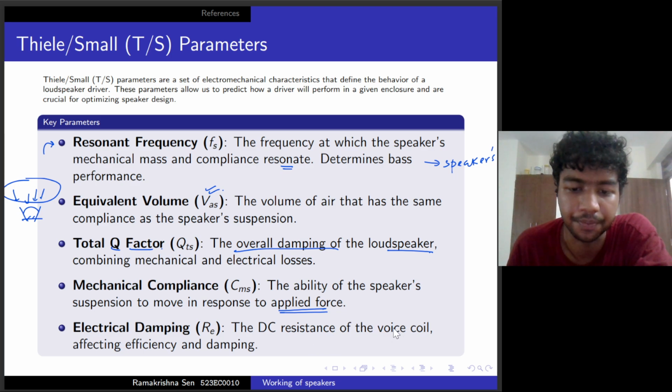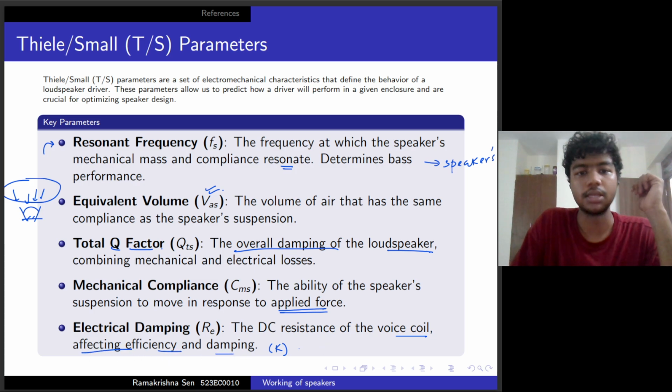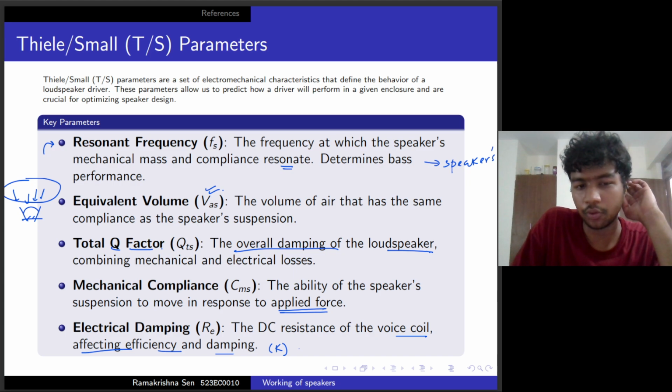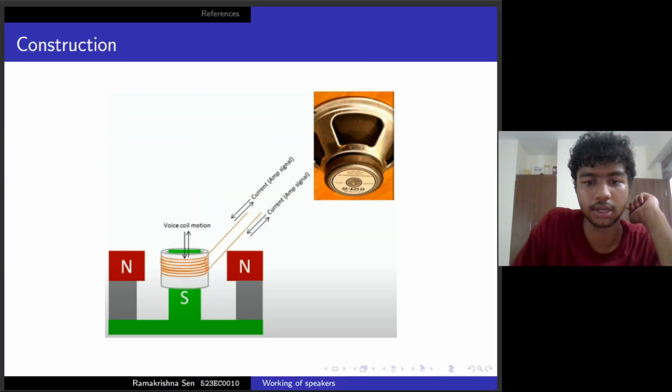Then there's damping. So damping is again the value K, which was used in the analogy, and it is given in a DC damping, basically. So the DC resistance of the voice coil affects the efficiency and also the damping, right? So these were the very few discussions which we made on these Thiele-Small parameters, and our overall goal was to talk more about the construction rather than these parameters.